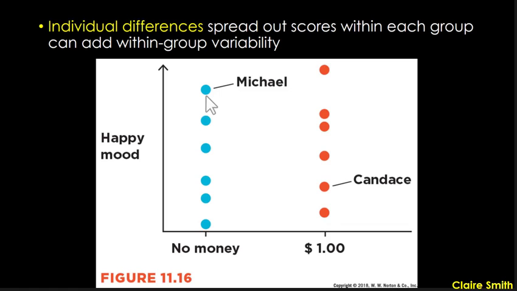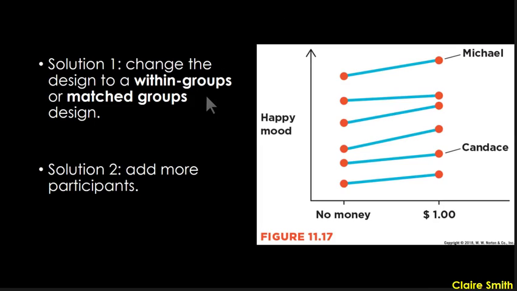Ways to try to fix this: change the design to a within-groups design. Have people receive no money, and then the same people receive money, and then compare their happiness with no money and money. This way, even if we have the same results, we can see most people between the no-money and the money condition had an increase in their happiness level, right? There's a positive correlation. The more money they have, the happier they're going to be. So that's one way to do it, a within-groups design or a matched design.